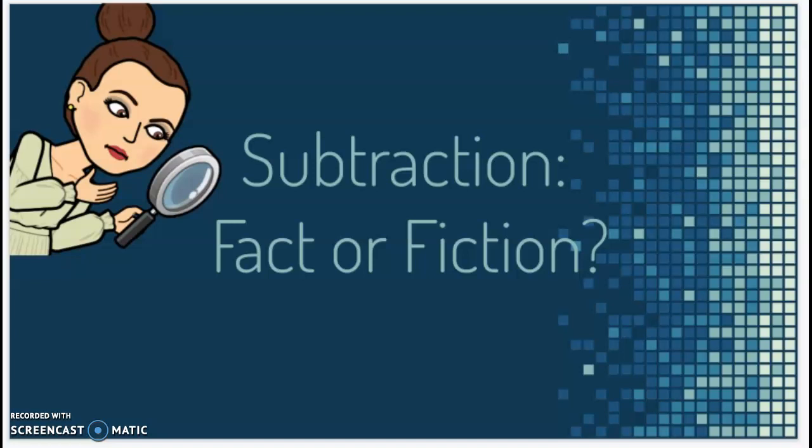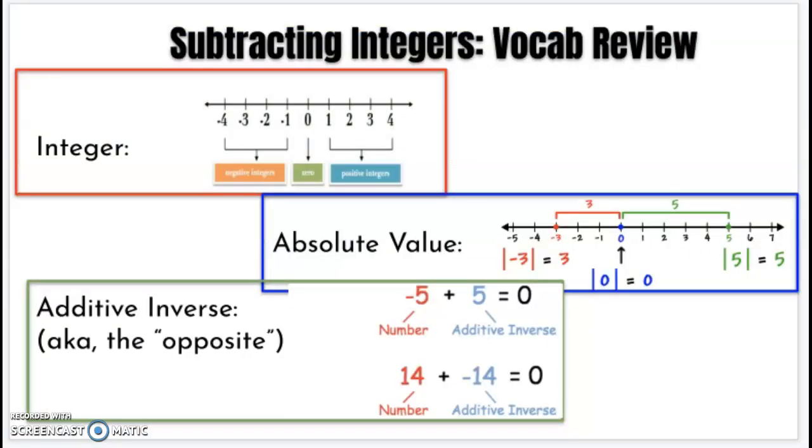Last week we learned about addition of integers. So in your notes you have a vocab review. There's no work on this page. It's just for your reference. So let's review some vocab together. The first word we need to remember is integer. An integer is all of the positive whole numbers, their opposites, and zero. So all of the positive and negative whole numbers and zero.